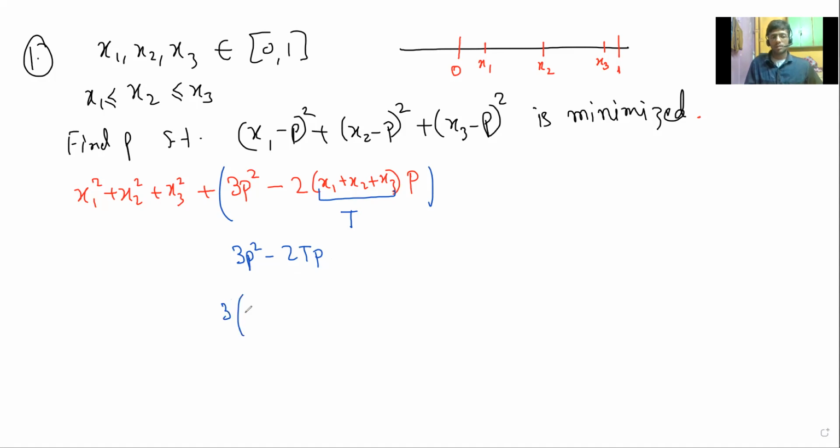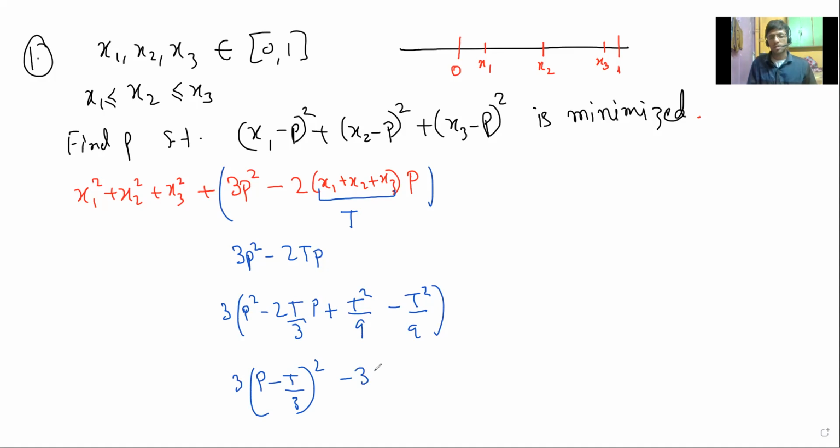This is very simple, right? Just minimize it. You can take derivatives and use a formula, or you can just complete squares. So it's very simple, just t square by 9 minus t square by 9, right? And then we get, you see, this thing is p minus t by 3 square, completing squares. This is 3t square by 9. This is just minus 3t square by 9. So this is basically minus t square by 3.